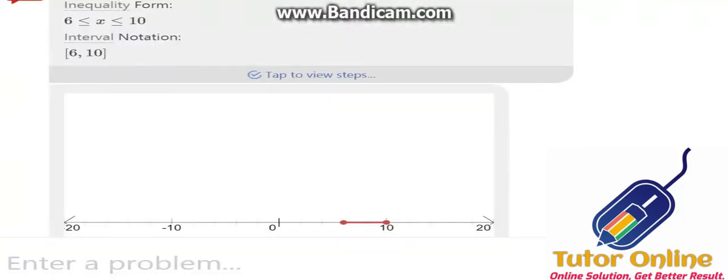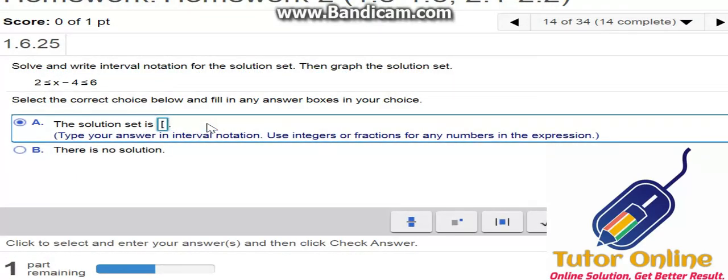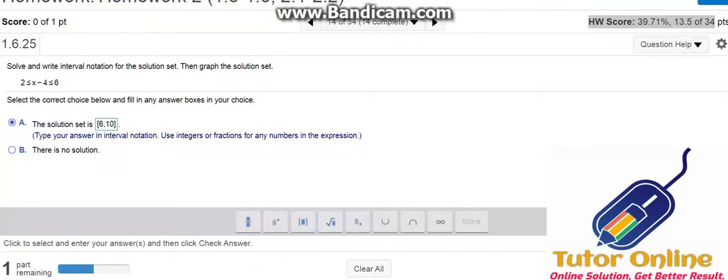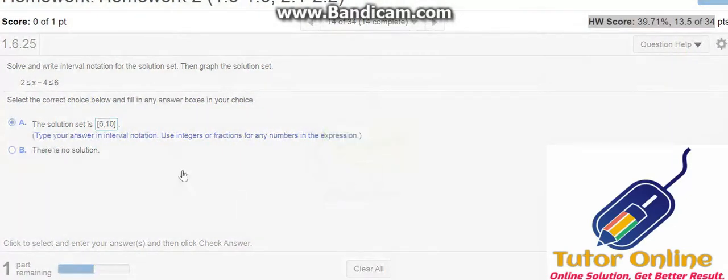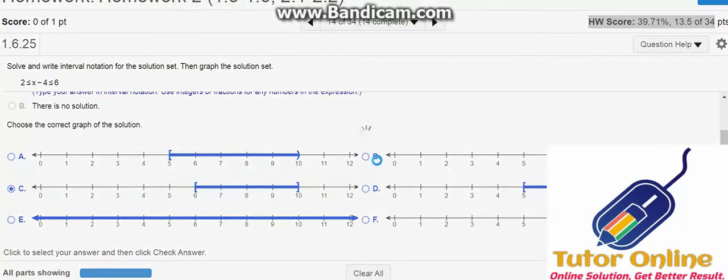So it will be 6 is less than or equal to x is less than or equal to 10, and the interval notation will be 6 comma 10. Both brackets will be closed. So let's check the answer. Yeah, that's excellent. Now we'll plot the graph. It's between 6 and 10. Yeah, both 6 and 10 are included. 6, 7, 8, 9, 10. Let's check. Yeah, nice work.